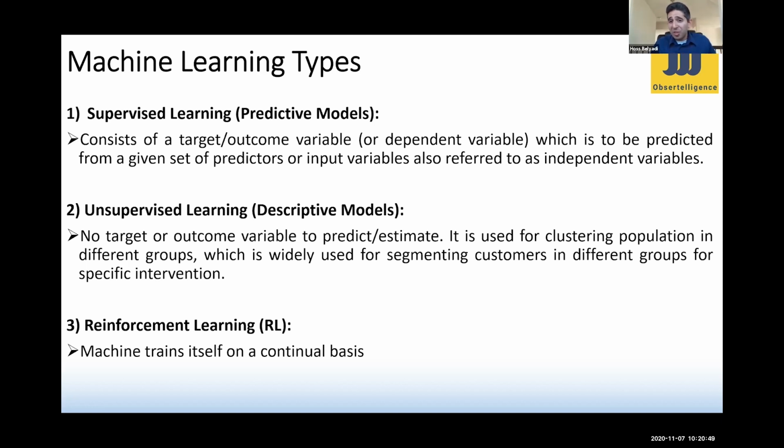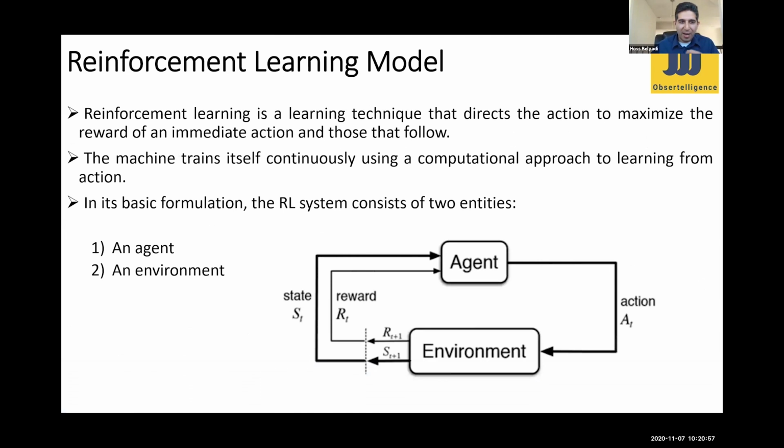Then the last type of algorithm is called reinforcement learning, which is gaining a lot of popularity, even in the oil and gas industry. So with reinforcement learning, let's just start with a simple example. Let's actually go here, as I have an example here. So reinforcement learning is a technique that directs action to maximize a reward of an immediate action and those that follow. And what I mean by that, let's just talk in very basic terms here.